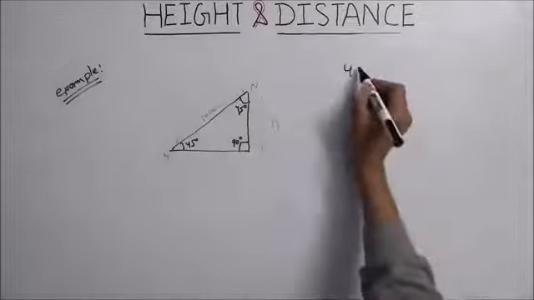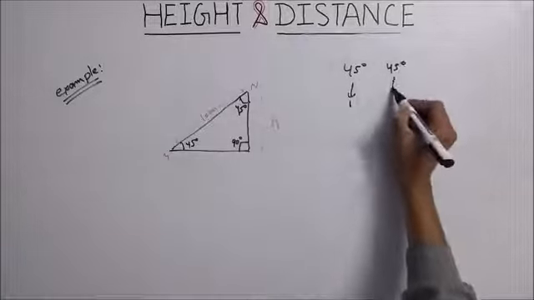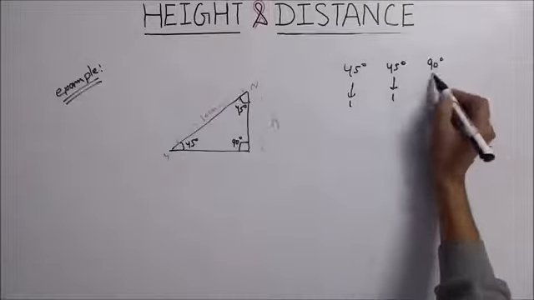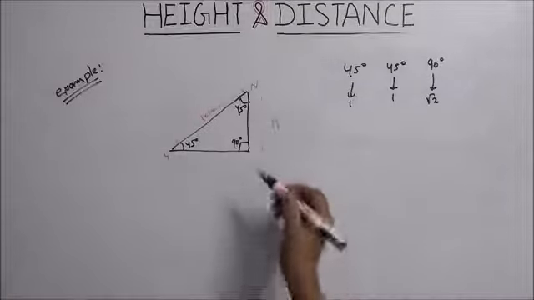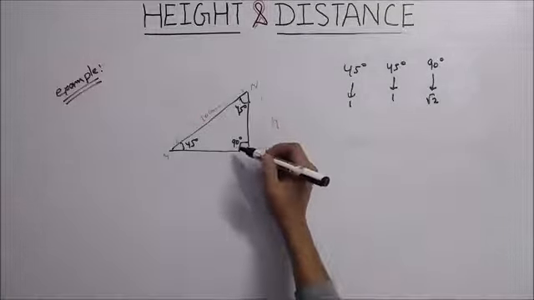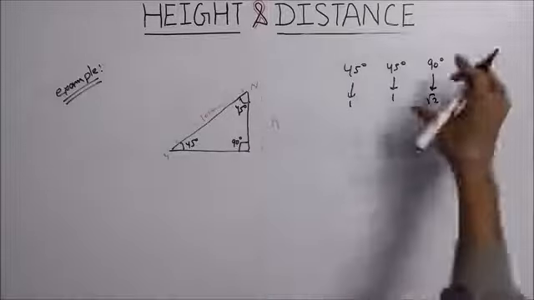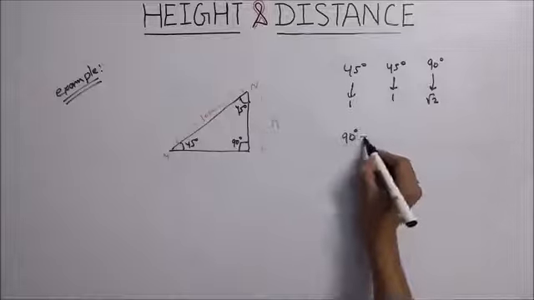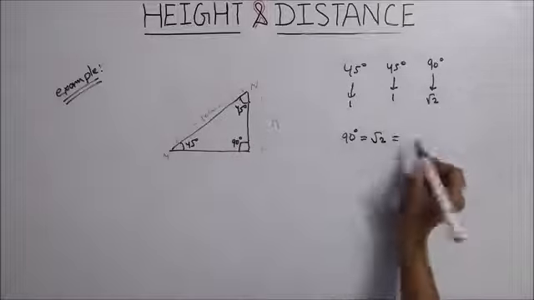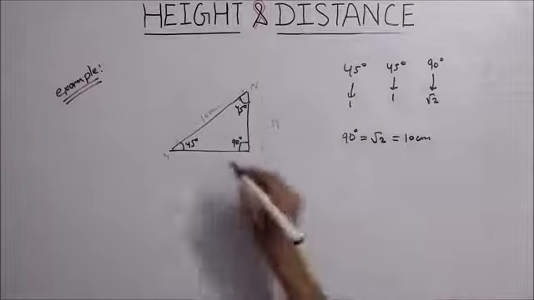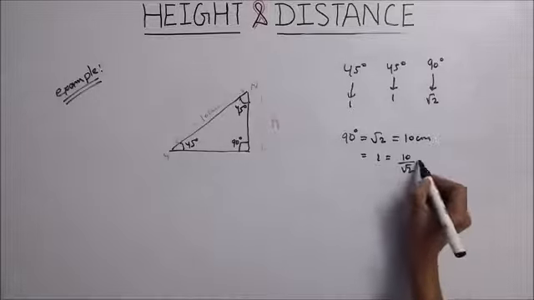Again, what is the value of 45 degree? In this case 1, again 1, and 90 is root 2. In this case, we already know the side opposite to 90 degree, that is 10 centimeter. So according to this theory, 90 is equal to root 2, and in this question the side opposite to 90 degrees is 10 centimeter, so one part is equal to 10 root 2 centimeter.